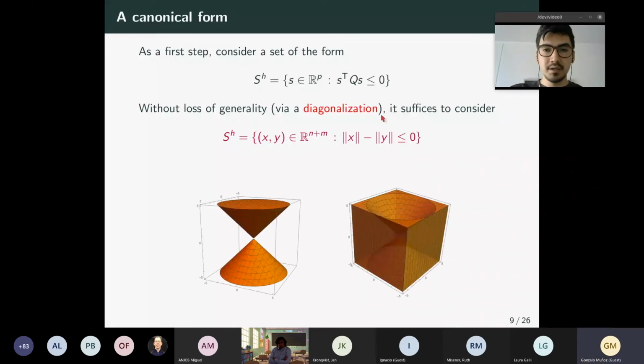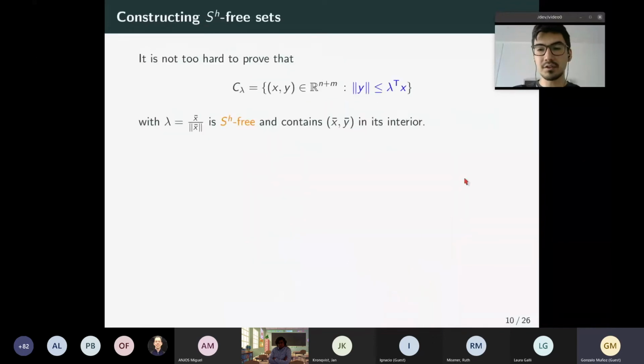So in 3D, unfortunately, there are not too many of these. It's either this hourglass or the complement of the hourglass, but it will be enough to illustrate the sets that we will construct. So for this homogeneous case, the norm less or equal than norm set, it's not too hard to prove that this set is S-free.